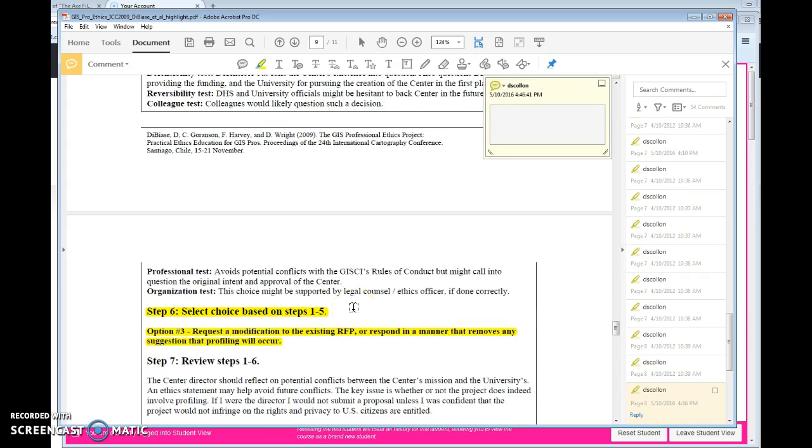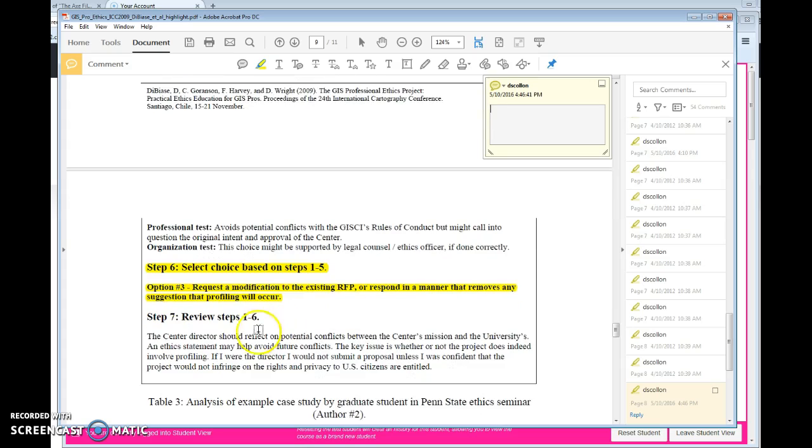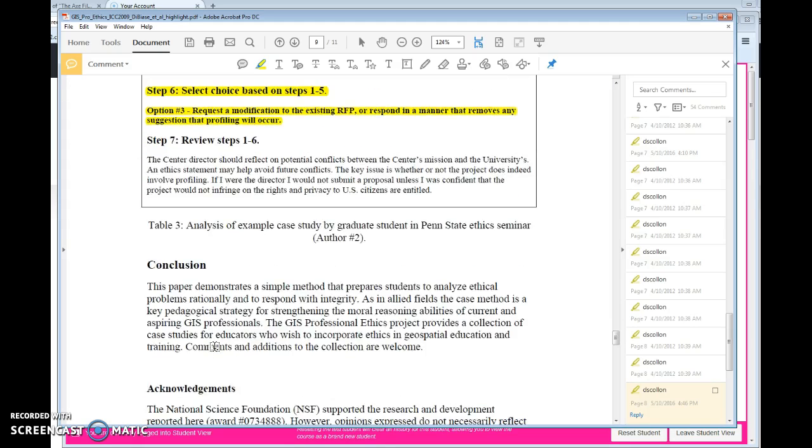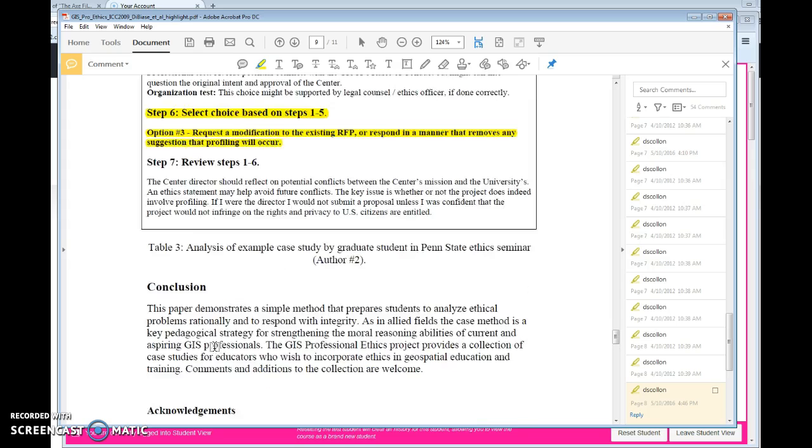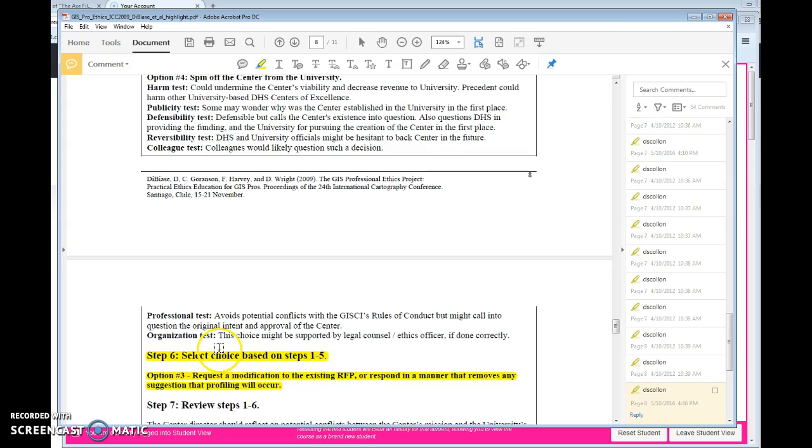Okay, and then finally, review this, and the option chosen was to request a modification of the RFP and respond in a manner that removes any profiling. Okay, that was sort of the conclusion that they came to. And so this just gives you an idea of the approach that can be taken.